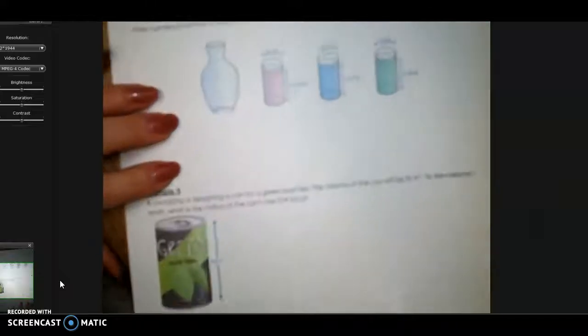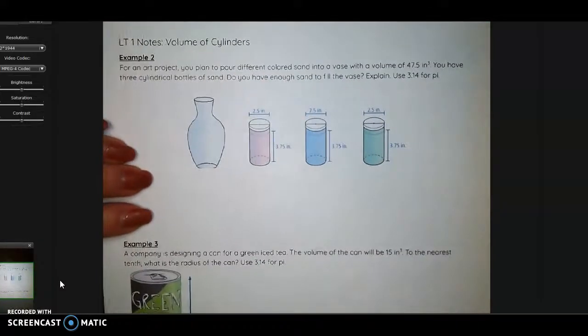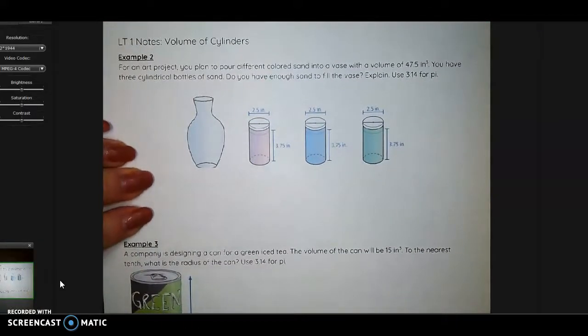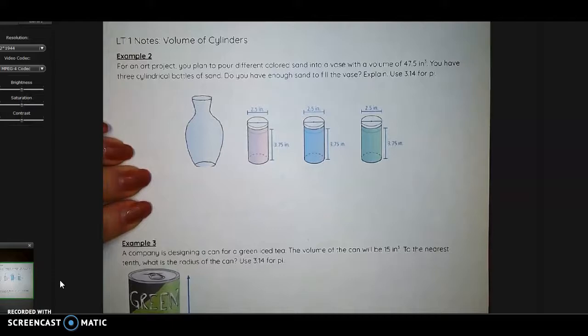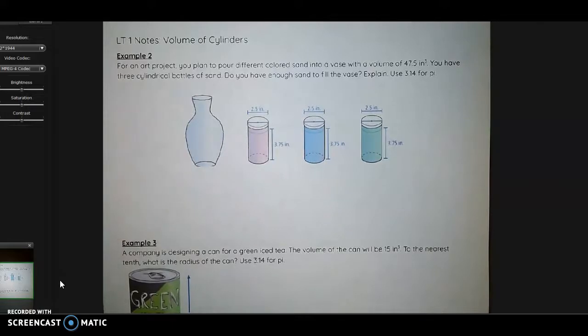On our back, we are looking at this problem. It says for an art project, you plan to pour different colored sand into a vase, or a vase, depending on how fancy you are, with a volume of 47.5 inches cubed. You have 3 cylindrical bottles of sand. Do you have enough sand to fill the vase? Explain, and use 3.14 for pi. Since we need to be a little bit more exact here, we want to use that 3.14.